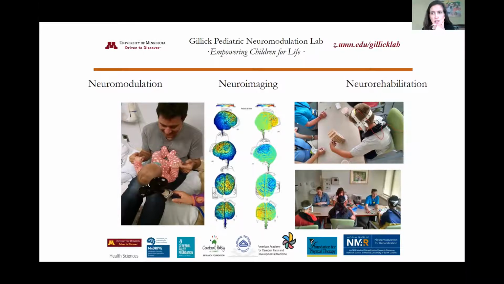So we do trials adjuvantly integrating neuromodulation interventions along with neurorehabilitation, such as the pictures that you're seeing on the right-hand side. We have camps in the summertime and in the winter where kids come from across the United States and participate in camps where these kids are involved in non-invasive brain stimulation interventions and intensive rehabilitation after stroke.